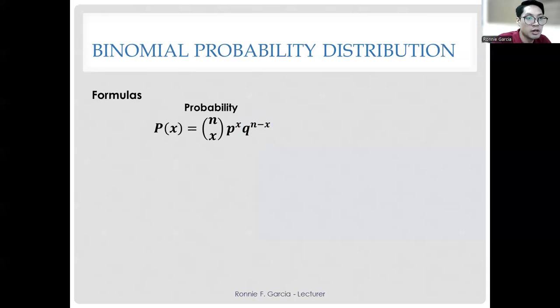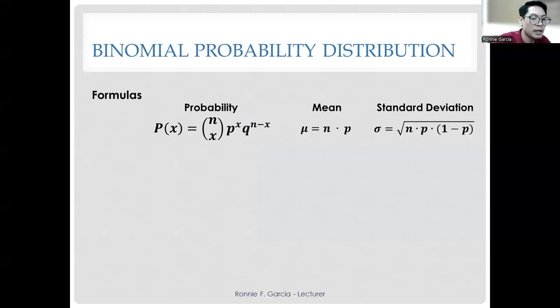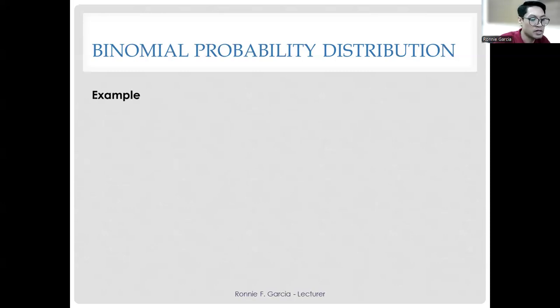For the mean of the binomial distribution, mu is equal to the product of N and P, where N is the number of trials and P is the probability of success. The standard deviation, on the other hand, which is a measure of variability of a binomial distribution, is taken by this formula: sigma is equal to the square root of n, p, and q, where q is equal to 1 minus p. So we have to take note of these formulas, and let's have our first example.